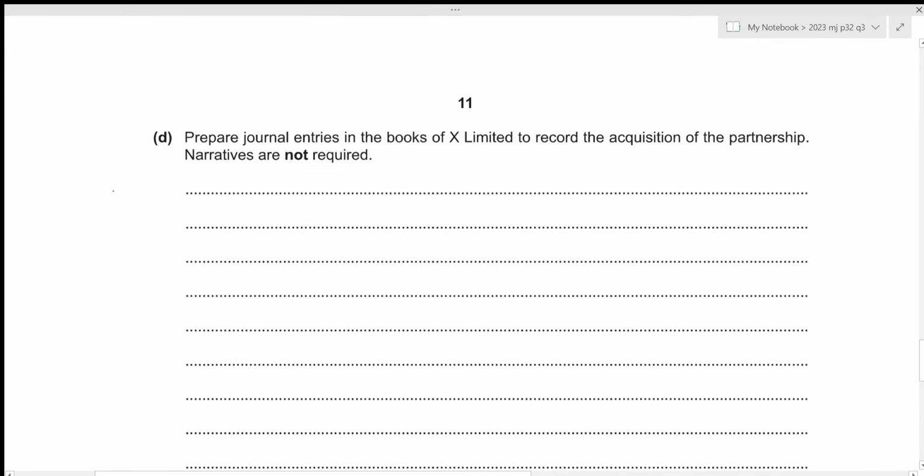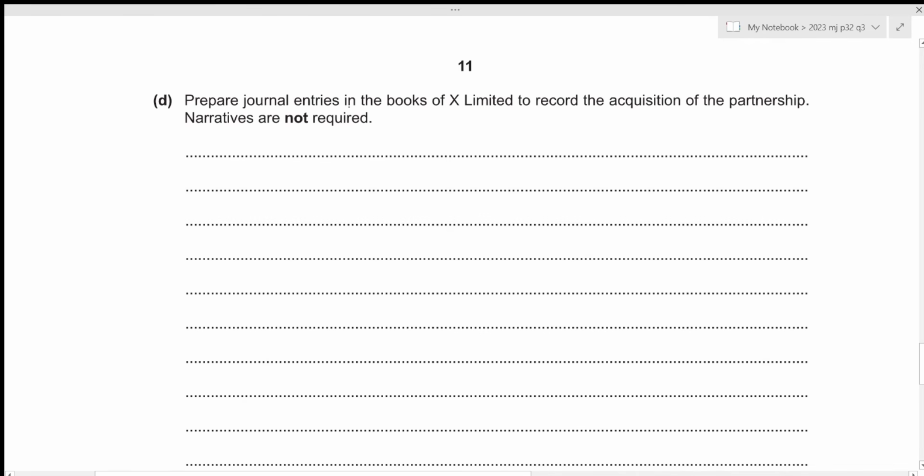Also remember that you are given the working section right here, so instead of scribbling over the insert like I did, you should be showing all of your workings in this box so that you get your markings correctly. Now, we need to prepare journal entries in the books of X Limited to record the acquisition of the partnership, and the narratives are not required.